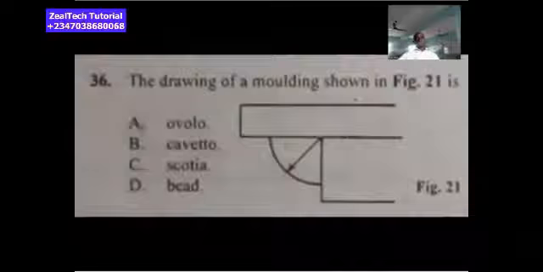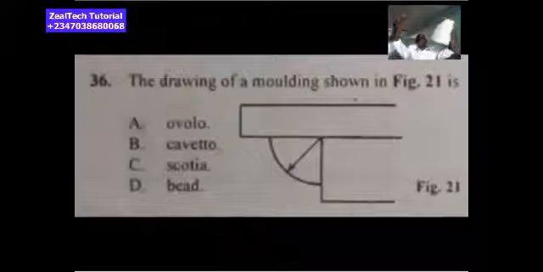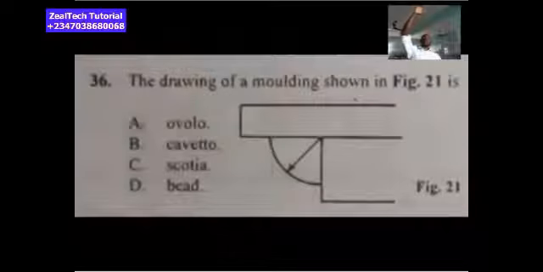The drawing of a mold shown in figure 21: molding is something you normally draw. I showed you that one before. After putting the column or window, you mold something inside the roof, the POP wall, where you see decorated molding. These names you have here are different types of molding. But from all our studies, the type of molding we have here is A, or follow molding. There are other types listed. You can even go online and check these answers. There are so many of them out there.